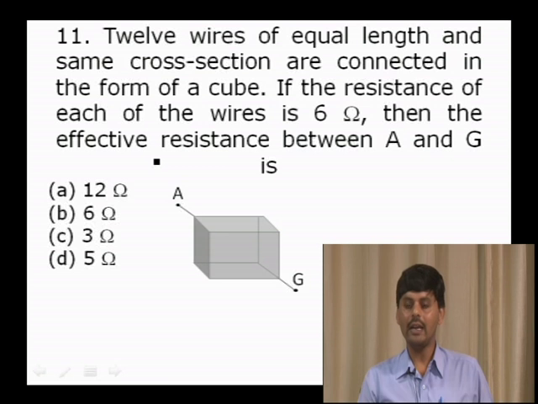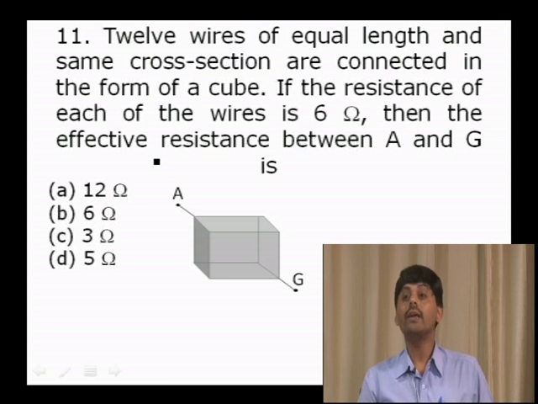See, I already discussed about A and G from the diagram. This is a body diagonal. For body diagonal, the effective resistance between A and G is equal to 5 divided by 6 into R.